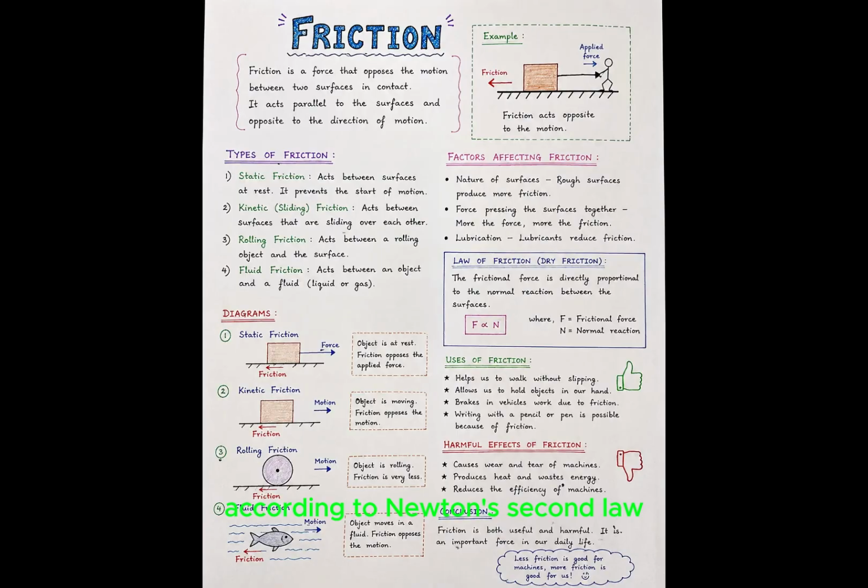According to Newton's second law, force causes acceleration. When a block is pushed on a rough surface, friction acts in the opposite direction and resists motion. For a pushing force, the required force is given by F = ma + μmg.